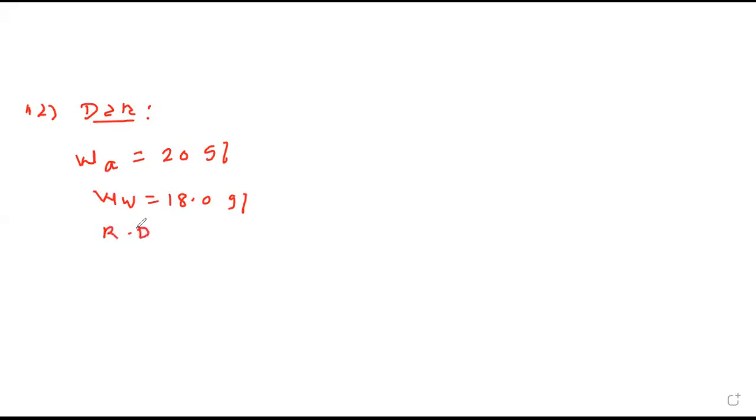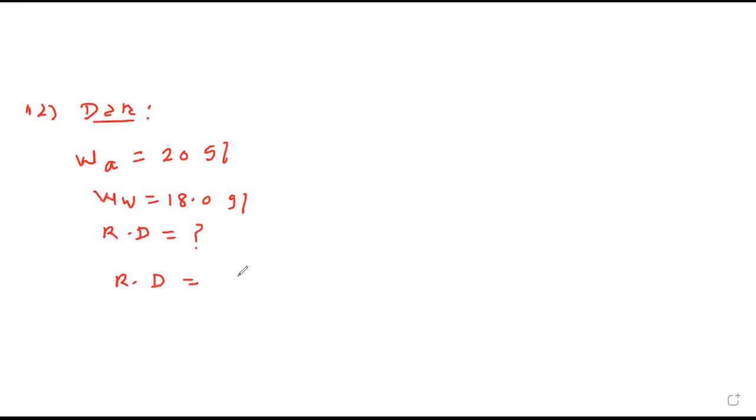A body weighs 20 gf in air. Weight in air is 20 and in water 18 gf. Calculate the relative density of the body.